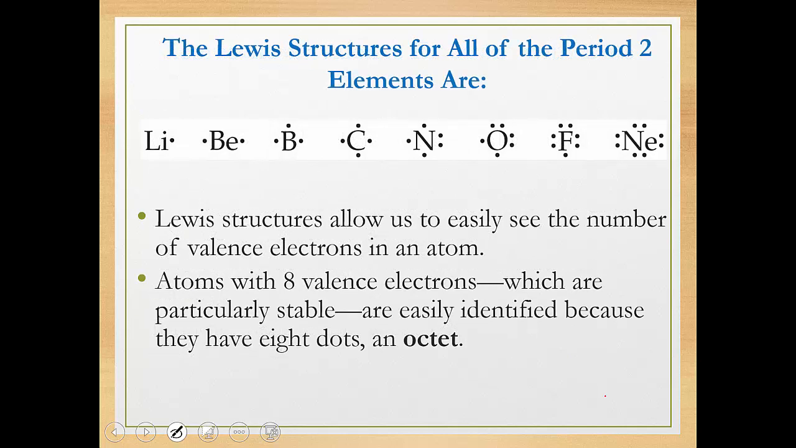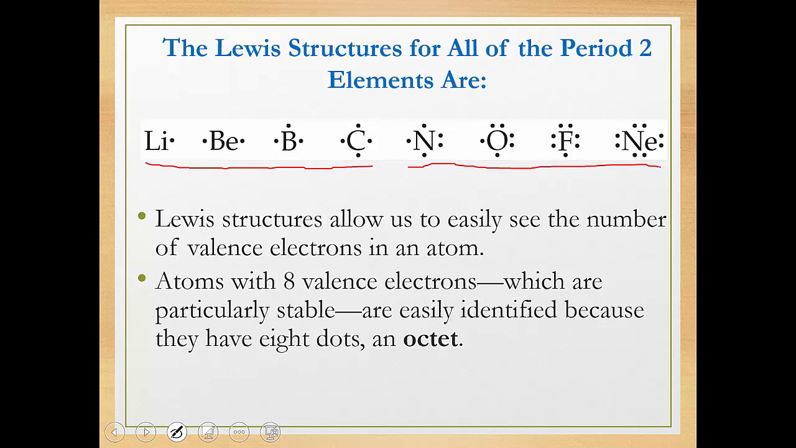All right, so here are the Lewis structures for the period 2 elements. So lithium, beryllium, boron, carbon, nitrogen, oxygen, fluorine, neon, and you can see going from left to right, the number of valence electrons increases by 1 each time. And you can see how they've arranged them around the symbols. Notice that for the first 4, the dots get placed singly. We don't start pairing them up until we get to the fifth one where we have to go back and start pairing.